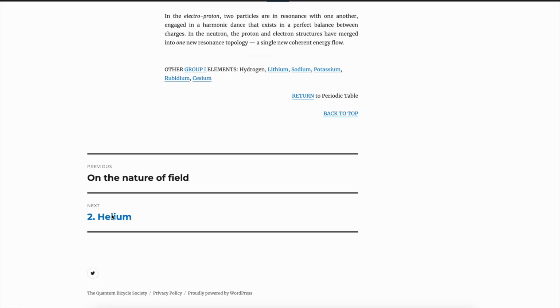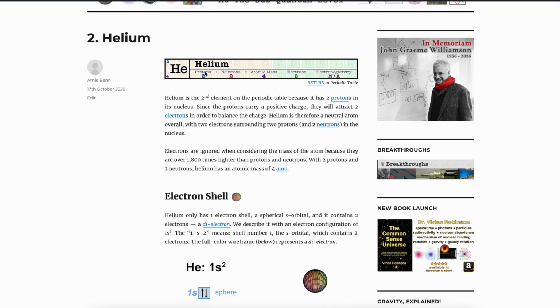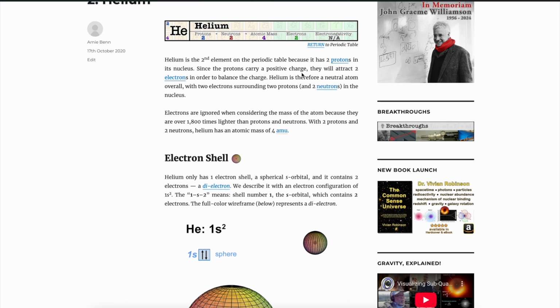Let's now move on to the helium atom. Helium has 2 protons because it's element number 2. Actually, it's element number 2 because it has 2 protons. It also has 2 neutrons, giving it a mass of 4. And its 2 protons will attract 2 electrons in order to make a neutral atom.